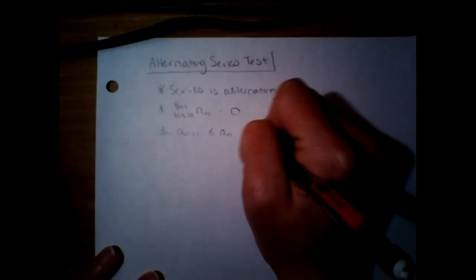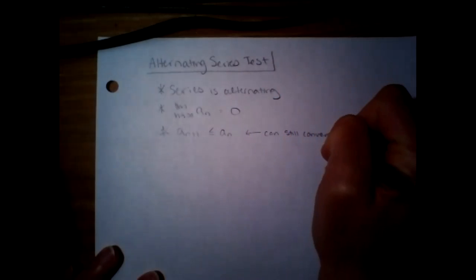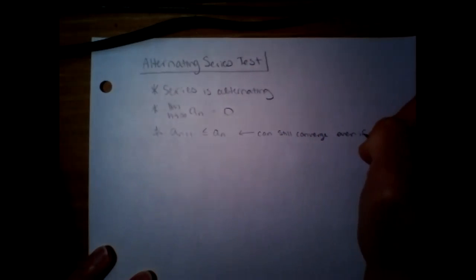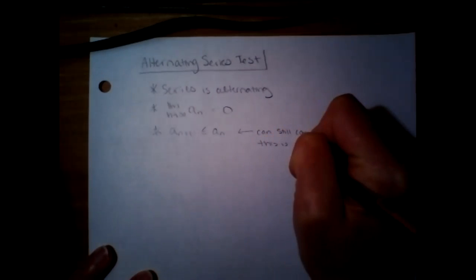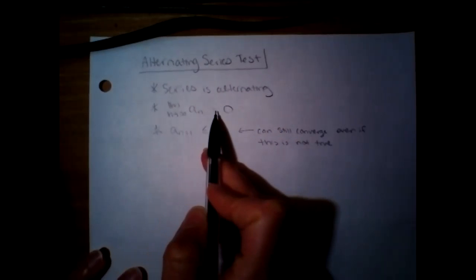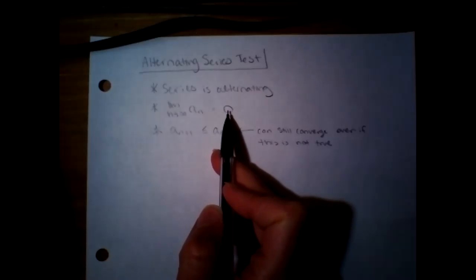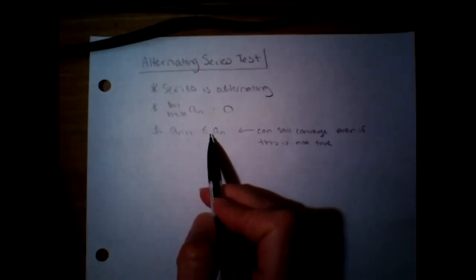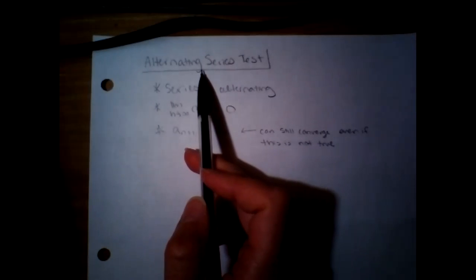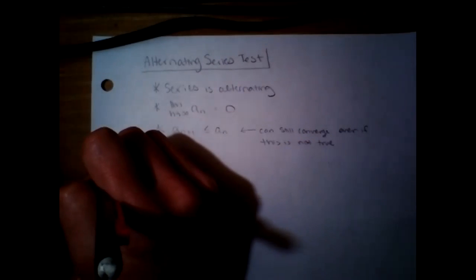Now, here is the thing. The series can still converge even if this is not true. Now, this has to be true. That limit as n goes to infinity still has to go to 0. If that does not go to 0, then it's going to diverge. That's the nth term test. But if this isn't true, it can still converge. You just can't use the alternating series test to prove it. This test just won't work. Okay. So that's the alternating series test.